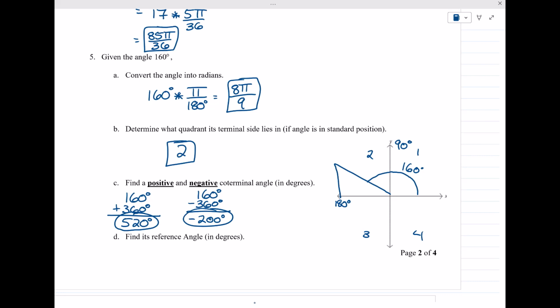And then the last thing we have to find is the reference angle. Reference angle means how close are you to the x-axis. It has to be positive, less than 90, and connect to the x-axis. Well, we already went 160 degrees, so the reference angle would be 20 degrees more.